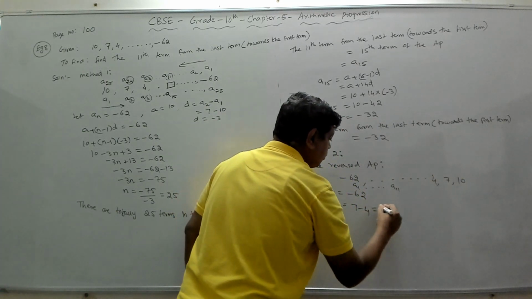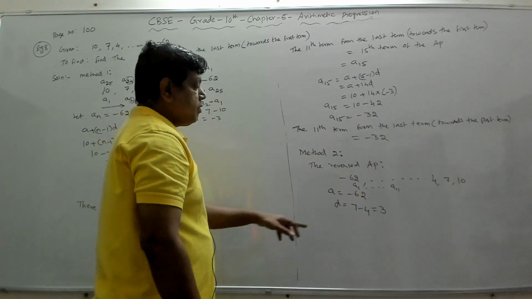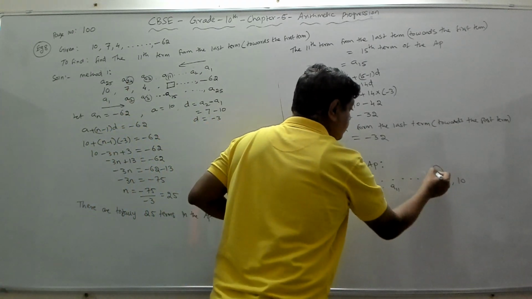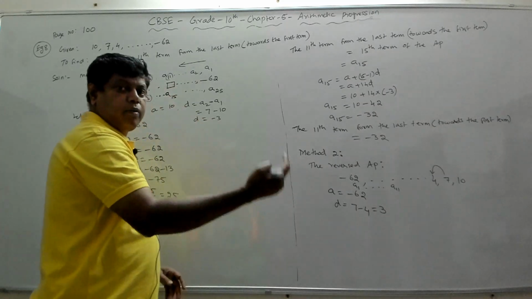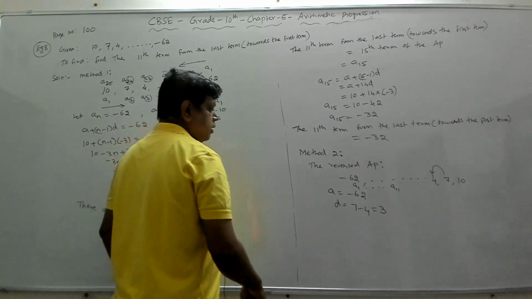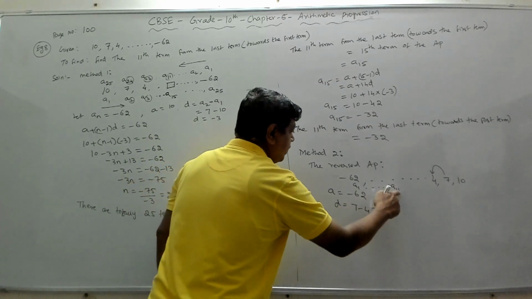So 7 minus 4 is what? 3. So the common difference is 3 and not minus 3, because you have to do this term minus the previous term. The current term minus the previous term is the common difference. Now we know A and D. Let's find A11. What is A11?